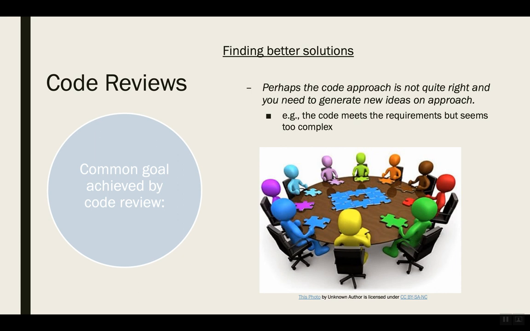The next goal of finding better solutions is another potentially important goal. This one may have some overlap with the goal of improving code quality, but is at a higher level. The goal is where an entire package or collection of packages does not seem like the best approach by the reviewers, and they want to generate some new ideas on how this might be approached. The example I provided is the code meets the requirements but seems too complex. The idea here is that an approach taken to solve the problem seems off, and we need to consider some new ideas.